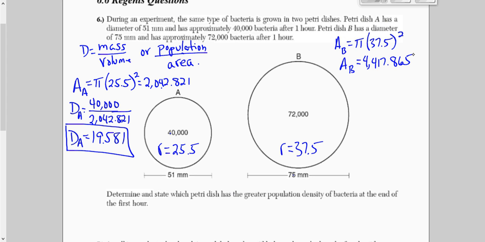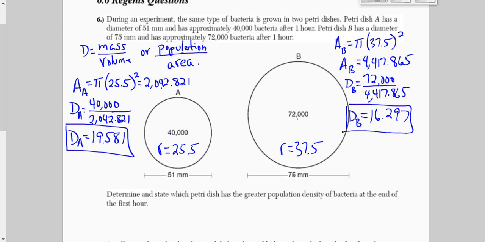Now we have the area, we can get the density with its population, right? So the density for circle B, or dish B, will be 72,000 divided by that 4,417.865, which gives it a density of about 16.297. All right. So clearly, dish A has the higher density, the greater population density.